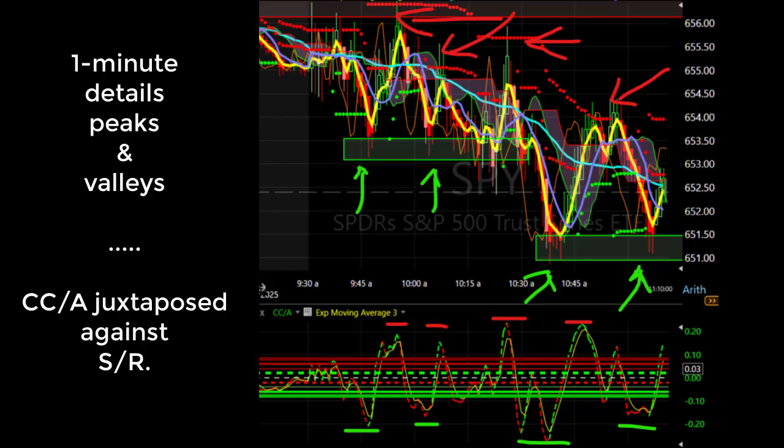Up at the top, we have overhead resistance at the volatility stop dots. Down beneath, we have these pin bar support bounces, right? And then you can look at the CCI. Let's look at the CCI there as well, as far as those extreme moves.